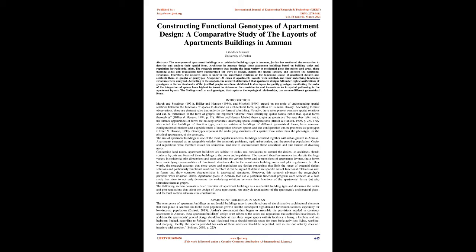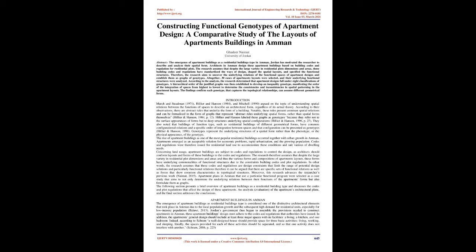Therefore, the research aims to uncover the underlying relations of the functional spaces of apartment designs and establish them as graphs of genotypes. Altogether, 30 cases of apartment layouts were selected, and their underlying functional structures were analyzed. According to the analysis, the research determined that apartment designs fall under 8 classifications of genotypes.